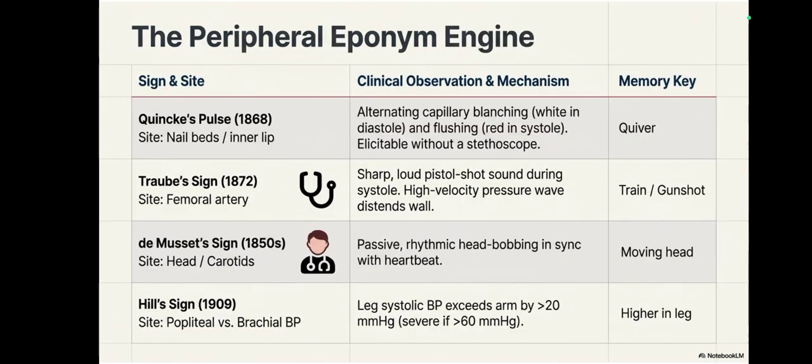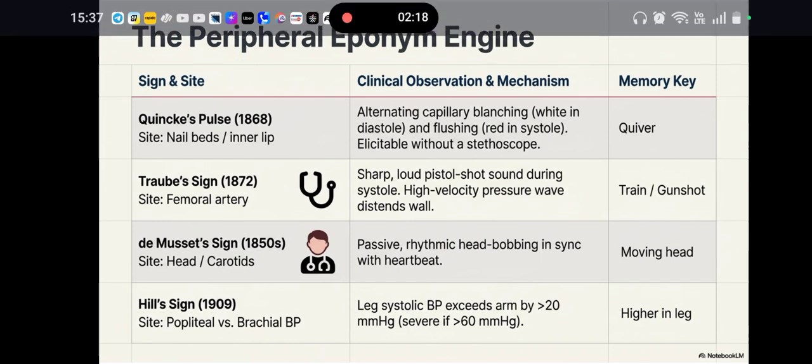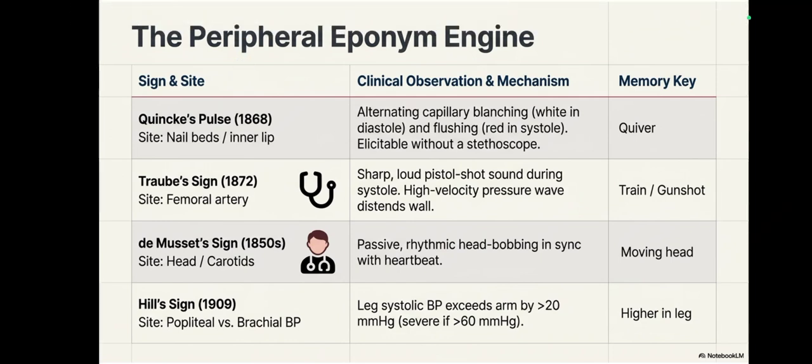Peripheral signs of aortic regurgitation, the eponyms. First is Quincke's pulse, alternating capillary blanching and flushing in the nail beds. Second, Traube's sign, a pistol shot booming sound heard over the femoral artery. Third is De Musset's sign, rhythmic head bobbing in sync with the heartbeat.